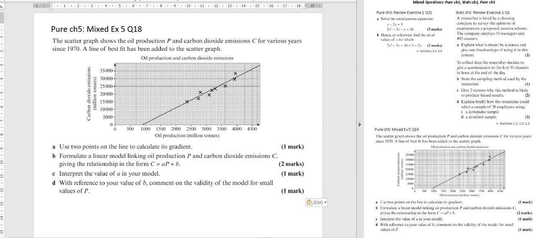In this video, we're going to be looking at Pure Year 1 mixed exercise from Chapter 5, question 18. This is on modelling with straight line graphs. So we have a scatter graph that shows the oil production P and carbon dioxide emissions C for various years since 1970.